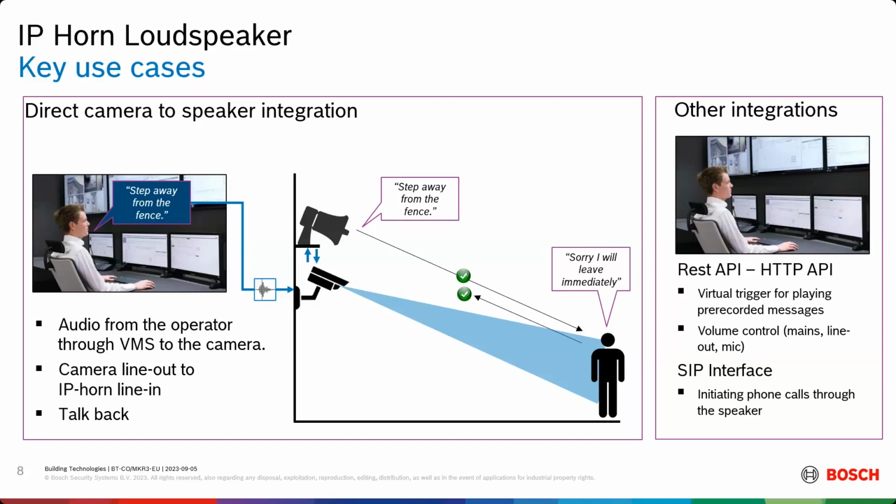Then there is the SIP interface, which allows you to actually call the speaker. So the speaker will have a telephone number in your phone book, and let's call it the gate 21. You then call gate 21 from the phone book. Then you can talk through the phone, through the speaker, into the area of gate 21.